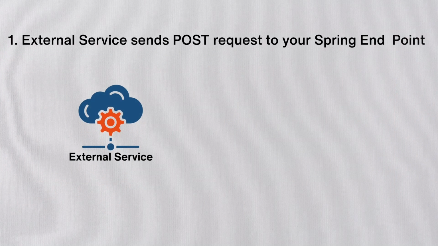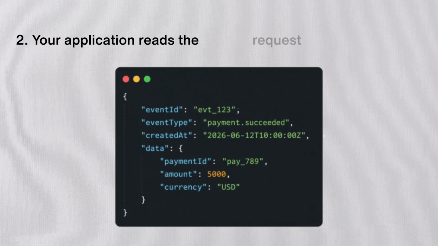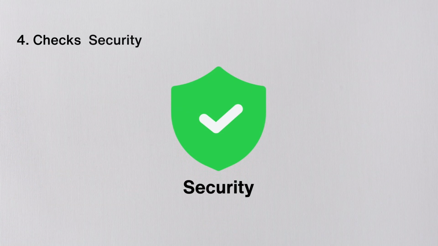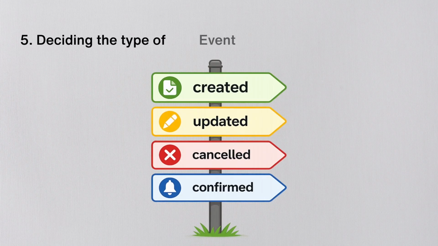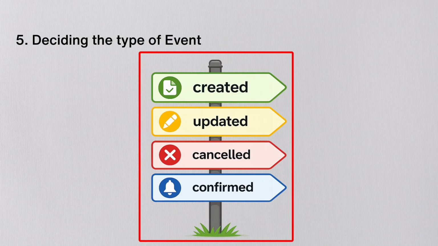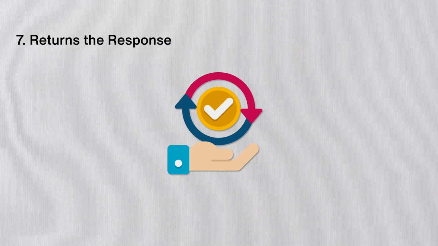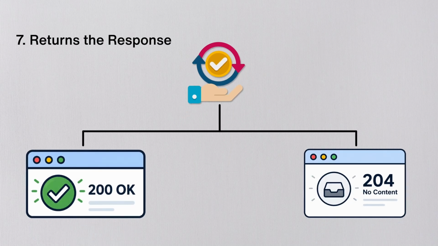The webhook flow usually looks like this. An external service sends a POST request to your Spring Boot endpoint. Your application reads the request body, then it validates the payload, then it checks security, usually by verifying a signature header. Then it decides what type of event it is. Then it processes the event, and finally it returns a success response, usually 200 OK or 204 No Content.